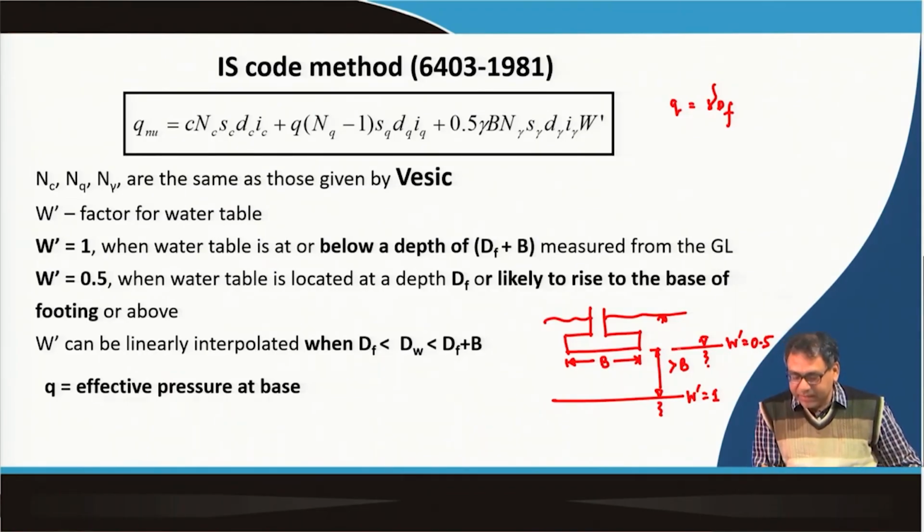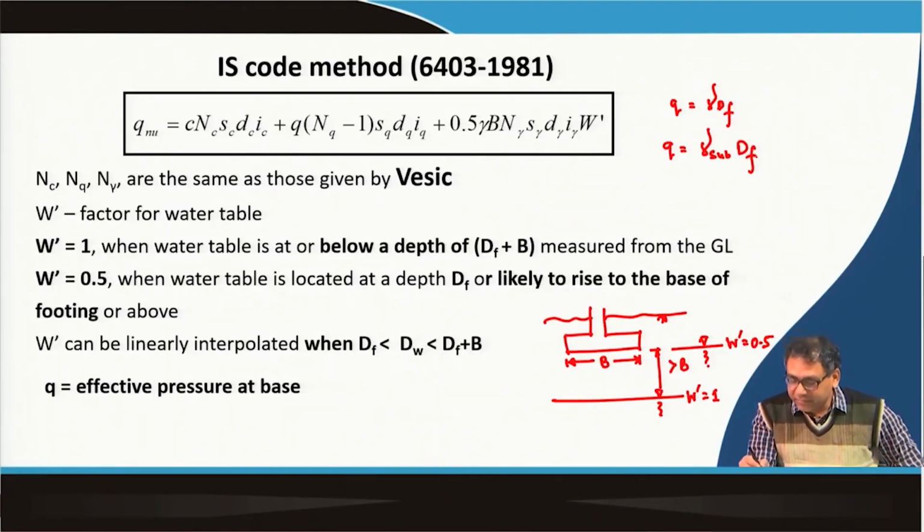So, suppose your water table is at the base of the foundation, then your Q will be simply Q bulk into gamma df. Bulk means the unit weight above the water table. But if your water table is at the surface, then Q will be gamma sub into df. So, now this is if the water table is at the ground level, and gamma sub is equal to gamma sat minus gamma W.